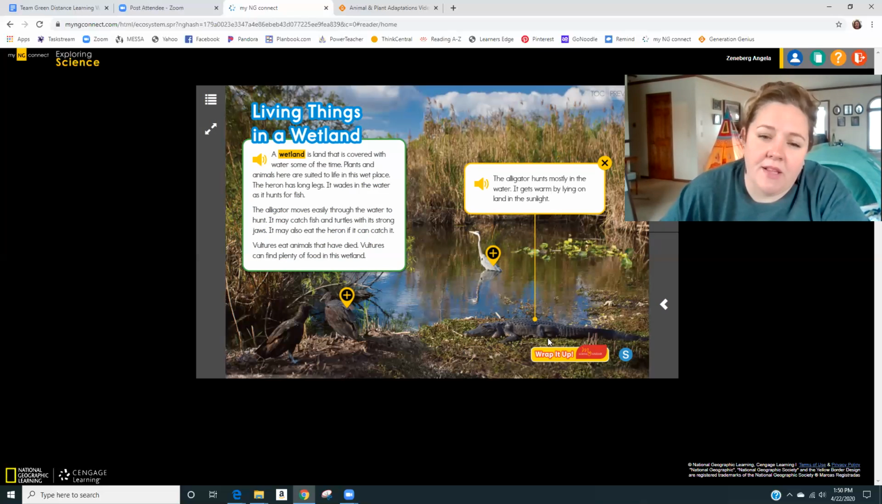So as we talked about in the last slide, some animals can live in more than one place. So alligators spend a lot of time in the water and they spend a lot of time on land as well.